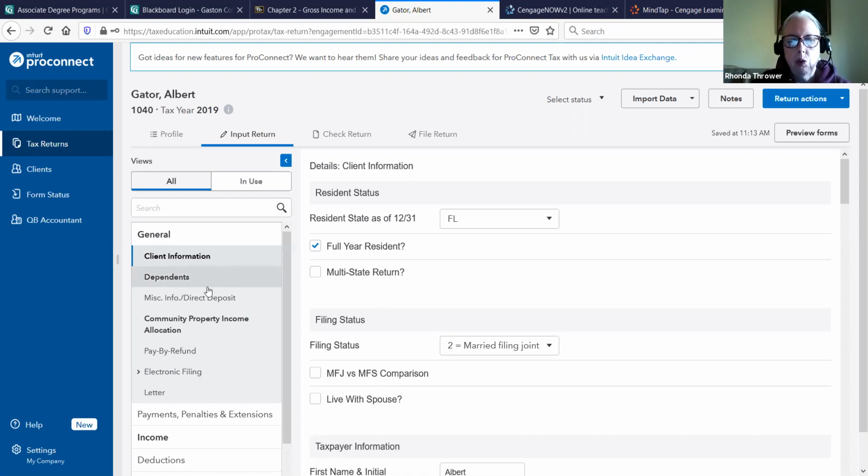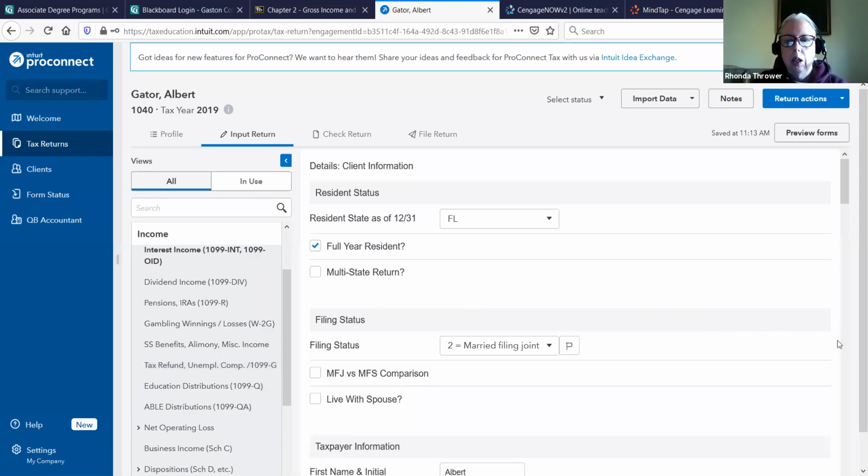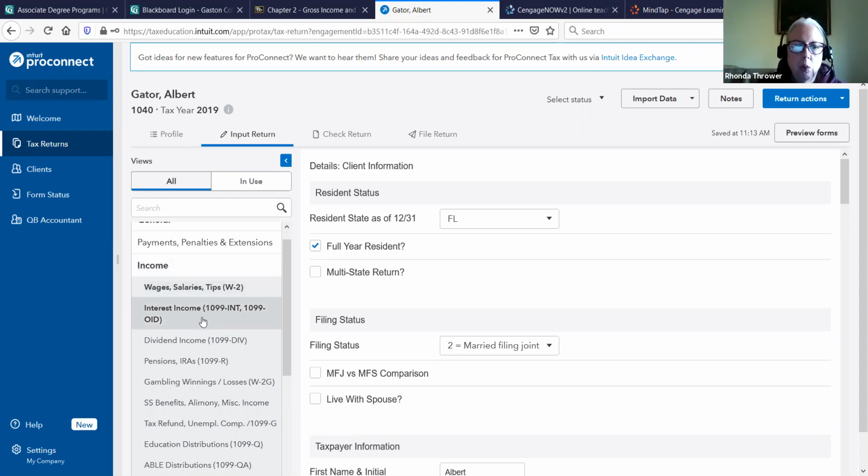So basically, I'm going to scroll down here to where it starts with income, and I'm going to expand the menu for income. When I click on income in the menu, it expands with these items. We don't need to enter any more wages, salaries, or tips. That was already entered in chapter 1, but we are going to need to add some interest income.